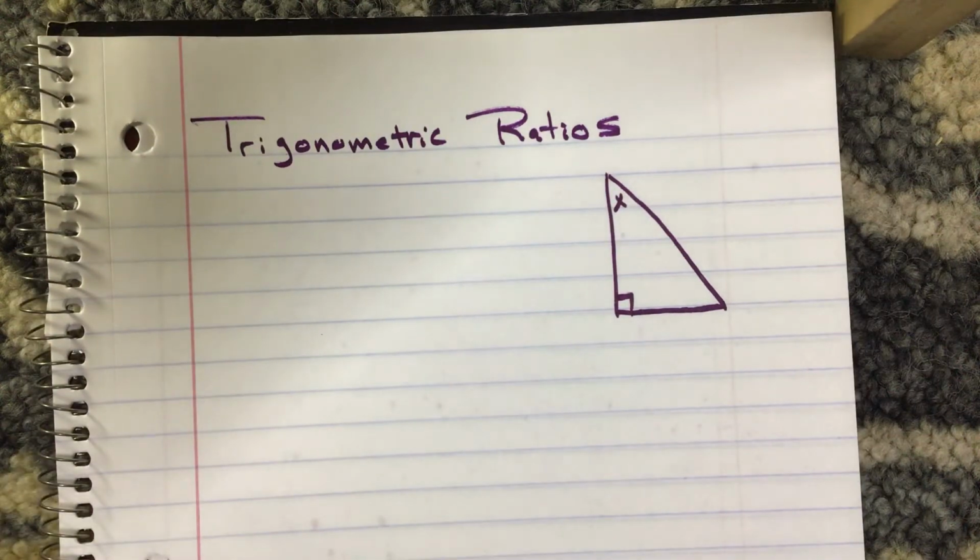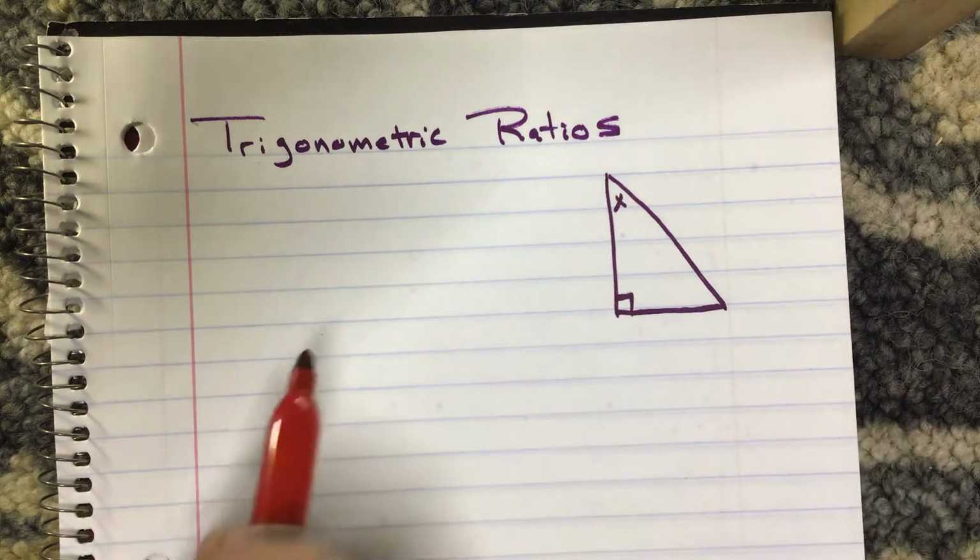Okay, so this video is on trigonometric ratios. You've seen these in geometry class. This is sine, cosine, and tangent. We're talking about right triangles in this video.